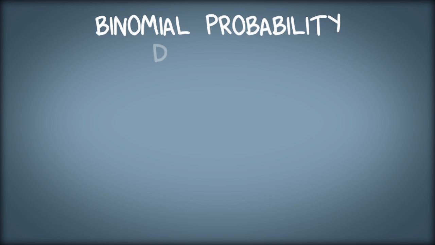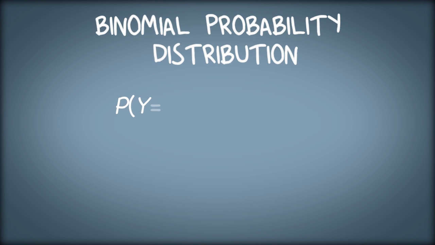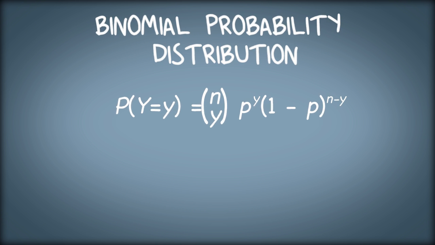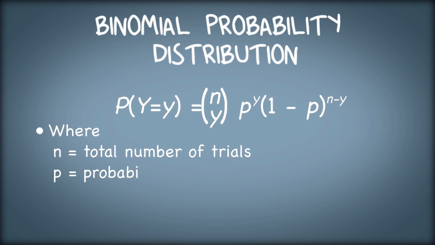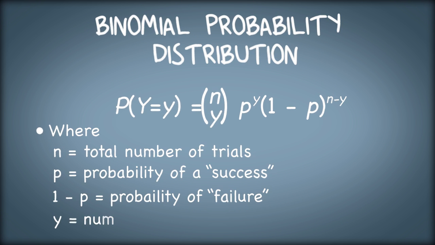Let's write this more generally. For a binomially distributed random variable y, the probability that y takes on the value little y is n choose y times p to the y times 1 minus p to the n minus y. That is, how many ways are there to choose y successes out of our n trials, multiplied by the probability of a particular outcome, y successes at probability p each, then the remaining n minus y trials are failures at probability 1 minus p each.